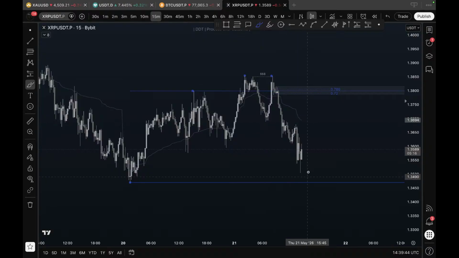But price broke structure and is now already taking almost all liquidity. So not really interested in a setup here at the moment.